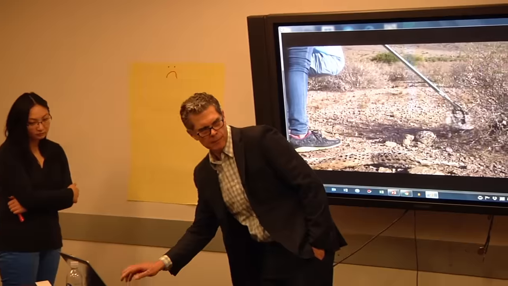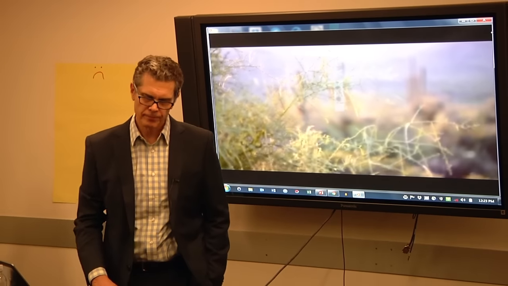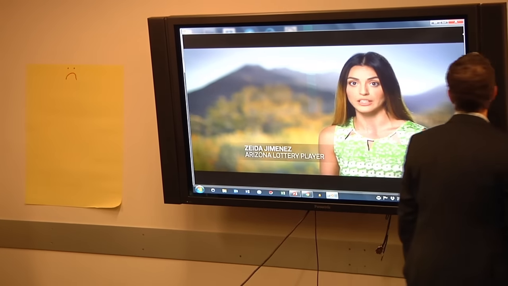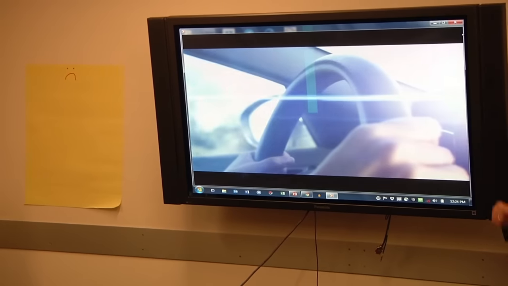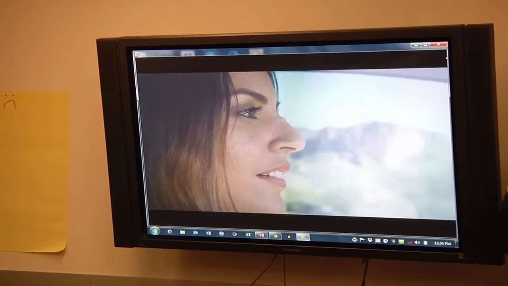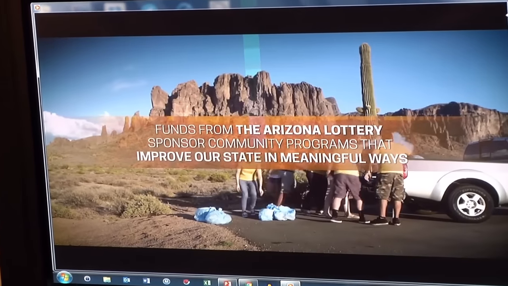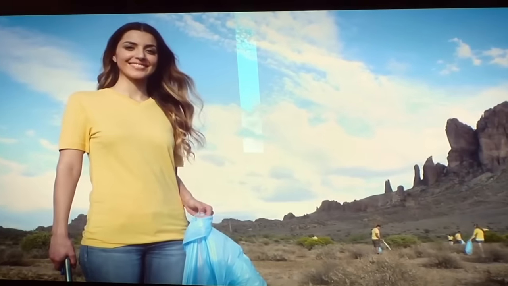I'm putting my effort towards an outcome. You have to put effort into it to be part of a community. When you play the lottery, your money stays here in Arizona. It actually goes back to your community. You're helping out your state.